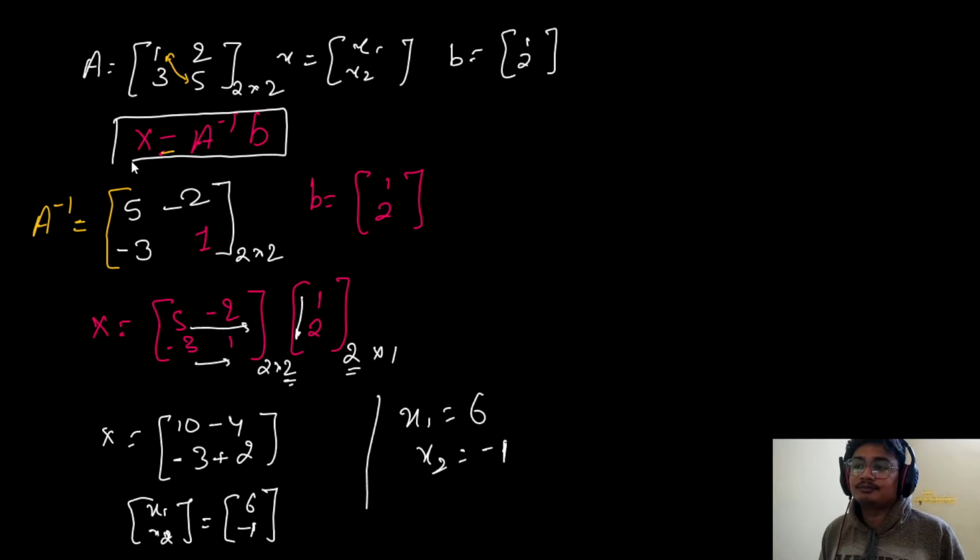By following this, you can also find the solution of a 3 cross 3 system. Using the same way you can find the solution of a 3 by 3 matrix. What we have to do is find the inverse of the 3 cross 3 matrix, then multiply with the B matrix, and then by comparing you will get the solution of all those variables.